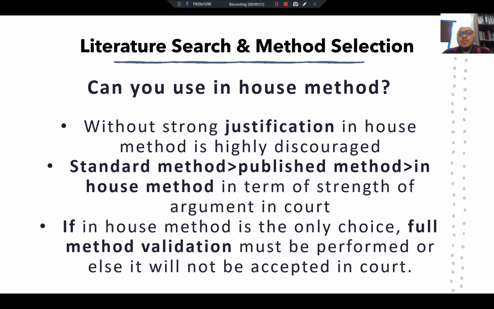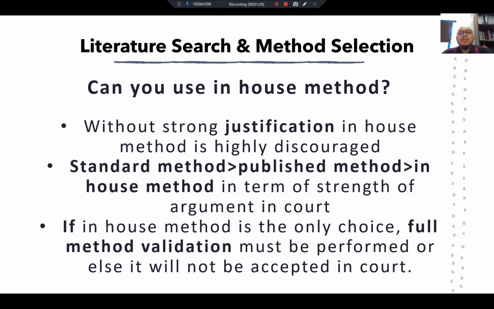Usually the in-house method is used when, for example, the standard method and published method are not available for your particular situation. Let's say previously nobody has analyzed drugs in liquid vape. That is a particular example of such a situation. In that situation, there is no available standard method and no published method, so you produce your own in-house method.